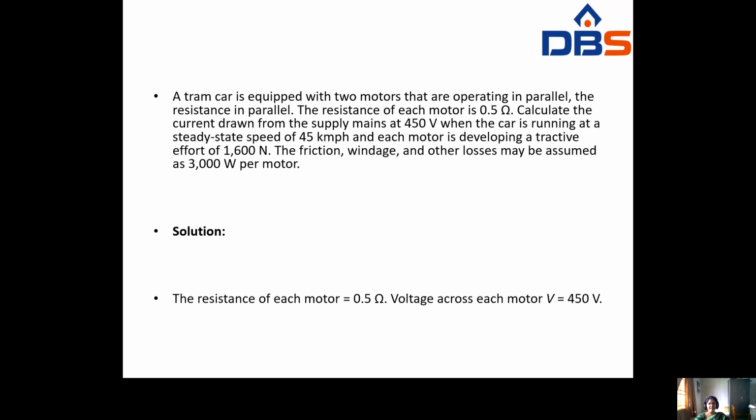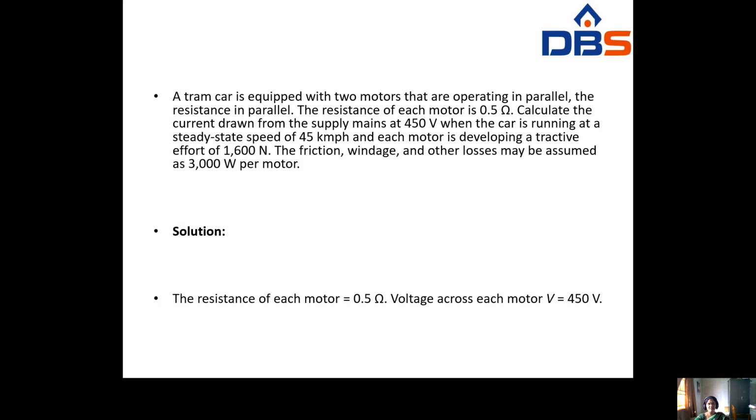See here, next one is a tram car. A tram car is equipped with 2 motors that are operating in parallel. Okay, so 2 motors are operating in parallel. Here the resistance of each motor is given as 0.5 ohms.